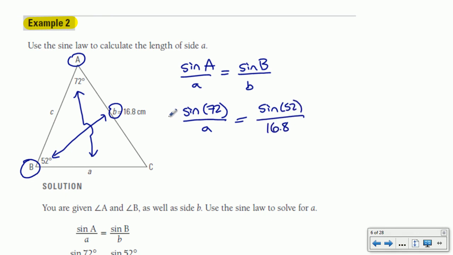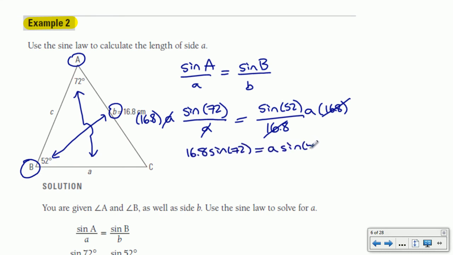Angle B is 52, and side length b is 16.8. So to start, we can multiply both sides by a, and a divided by itself on the left is just 1. Now we have a on the right, and it's upstairs now, so that's great. Next we should probably get rid of this denominator, so we can multiply both sides by 16.8. Now on the right, 16.8 divided by itself is 1. So now we have 16.8 sine of 72 equals a times sine of 52.